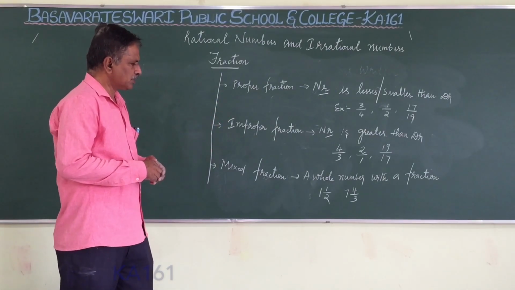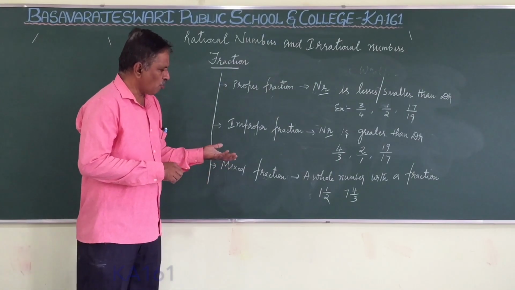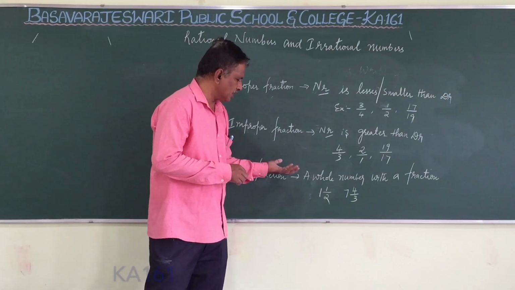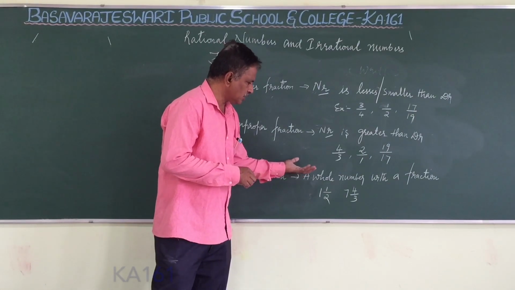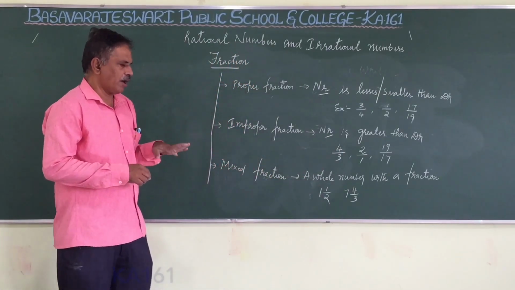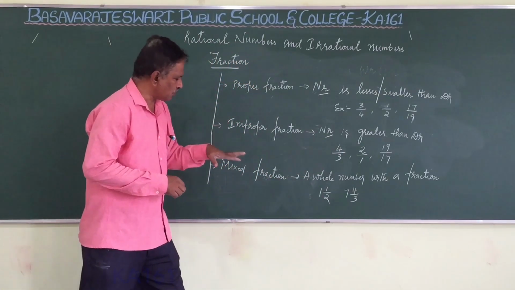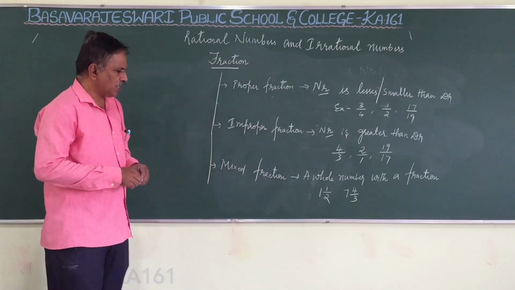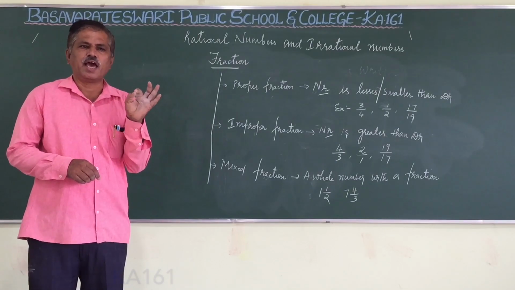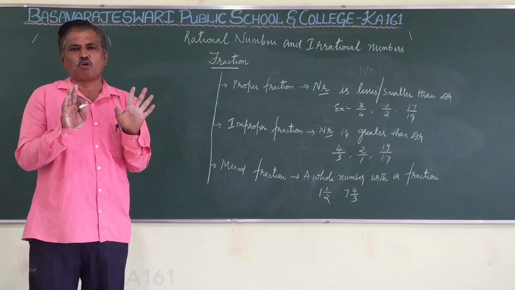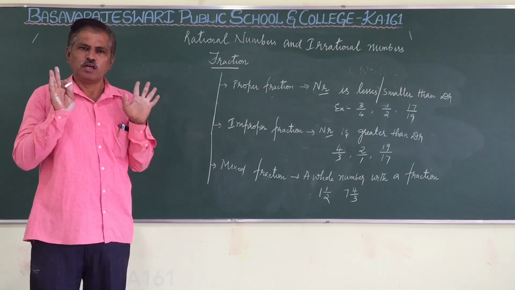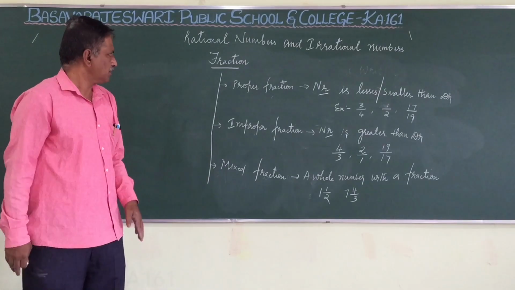The next one is a mixed fraction. It is nothing but the combination of a whole number and a fraction. So mixed fraction can be defined as a fraction which contains a whole number along with the fraction. The fraction may be proper or improper. The whole number along with the fraction is called a mixed fraction. Note, a mixed fraction can always be converted into an improper fraction. Yes, please note down.